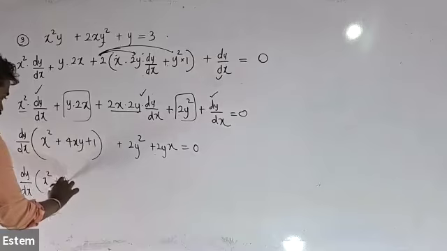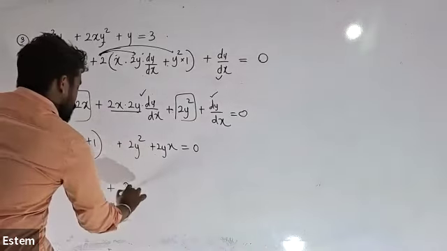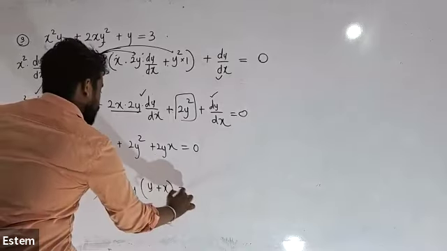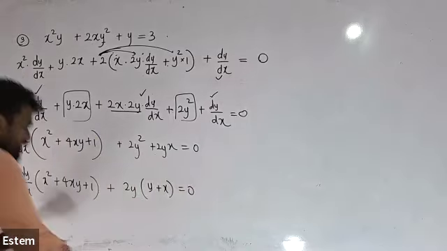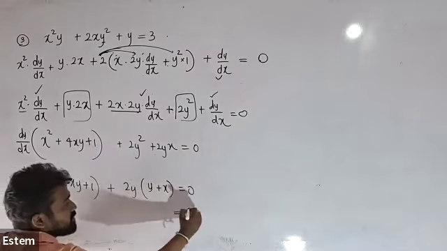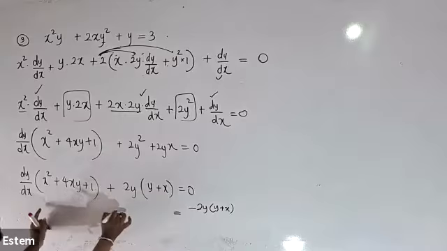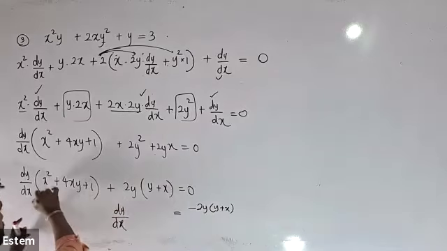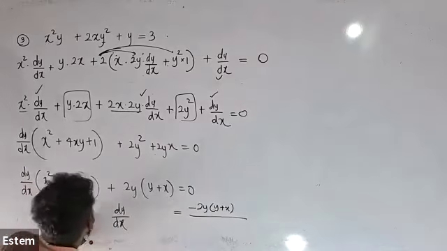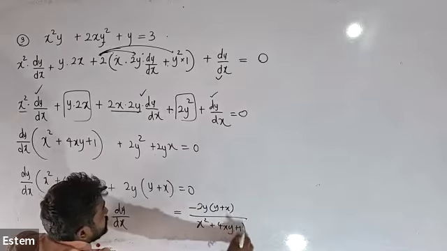Now don't hesitate to write these steps. You should write all of these steps. Don't be lazy to write steps. Here we can pull out 2y, then y is remaining. Here x is remaining, so it is equal to 0. Then we can move this 2y into y plus x to this side, then it becomes minus 2y into y plus x. Then dy over dx is equal to, please take this entire thing into the denominator here, x squared plus 4xy plus 1.